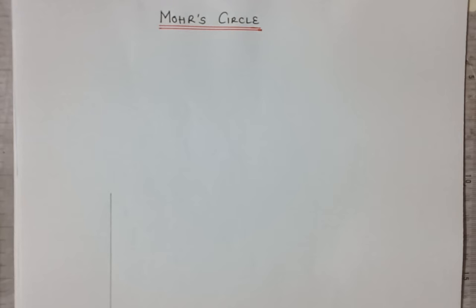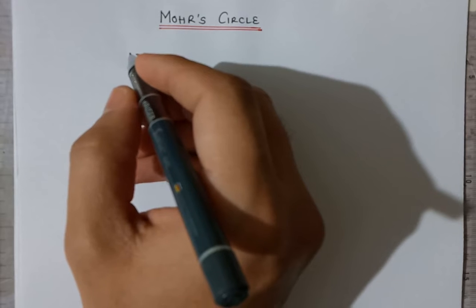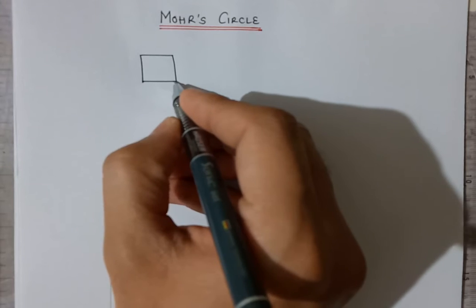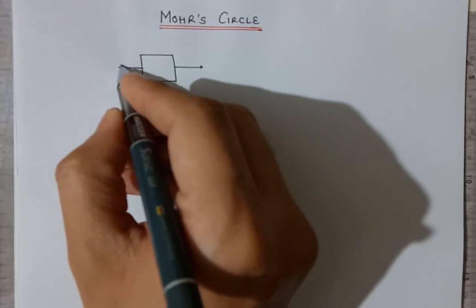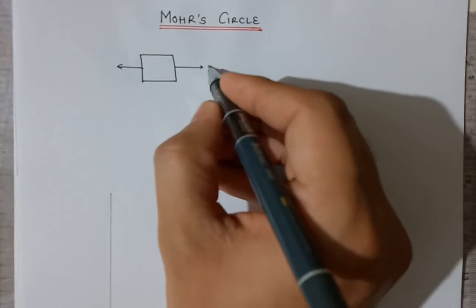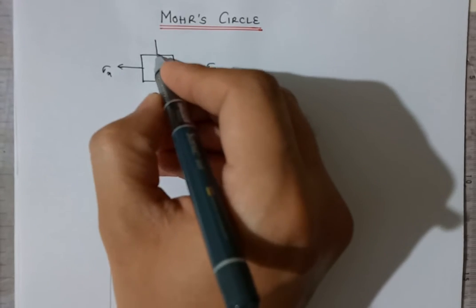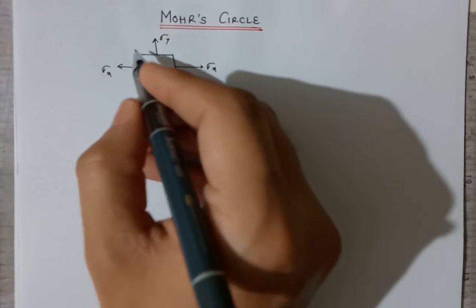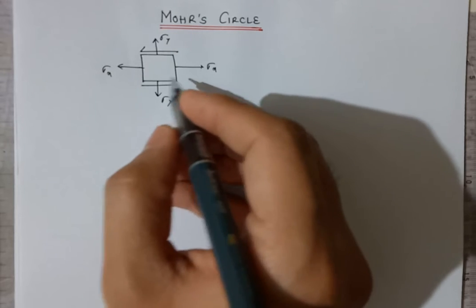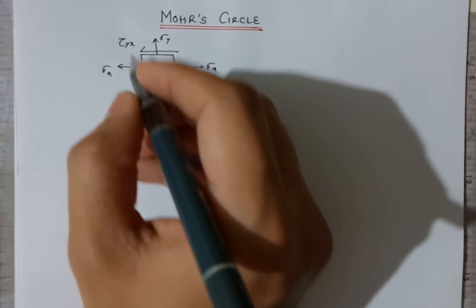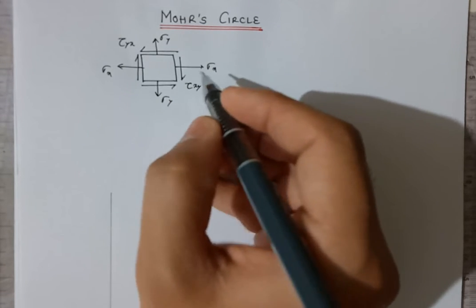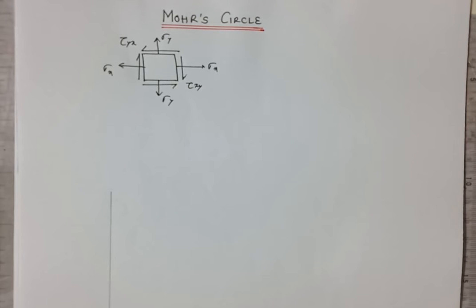To start with, I'll be starting with the same biaxial state of stress. That is given by sigma x on both the sides, sigma y, then you are having shear stress tau yx, and this is tau xy. So this is the biaxial state of stress that I have considered.